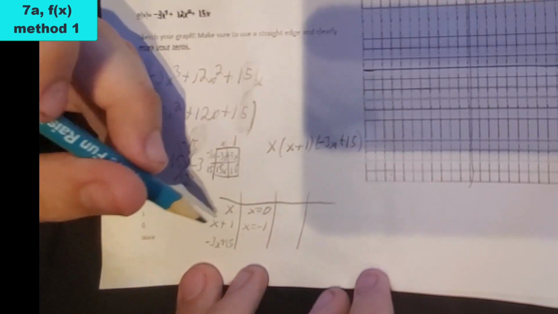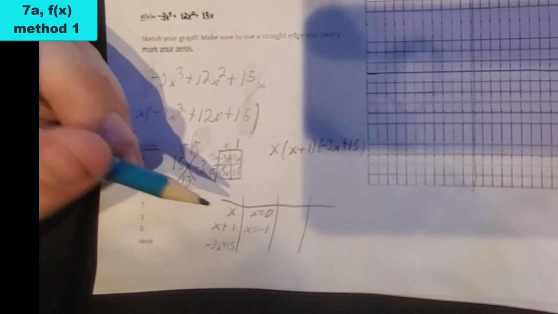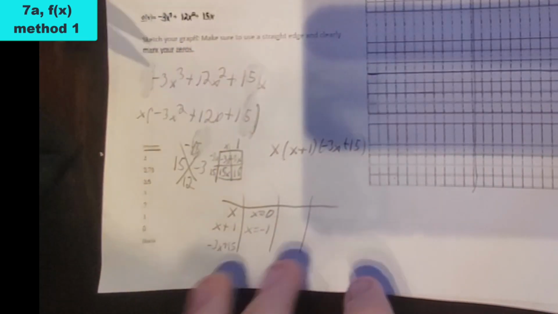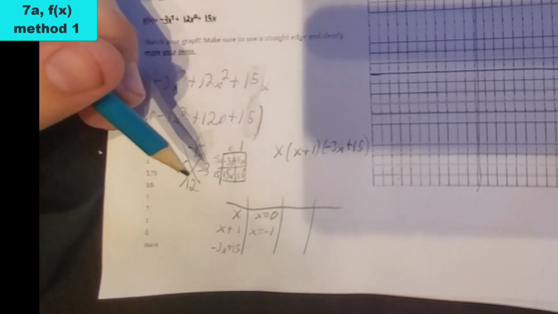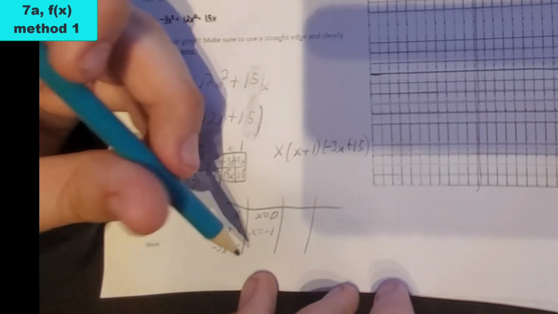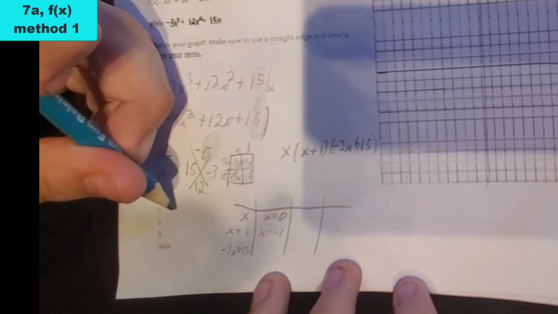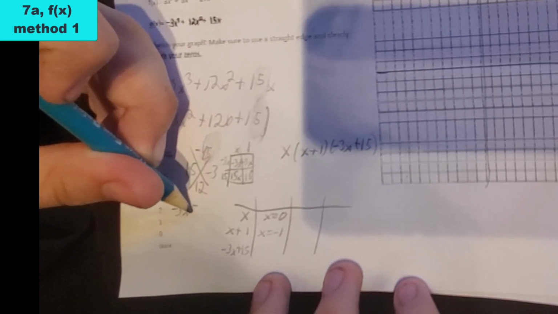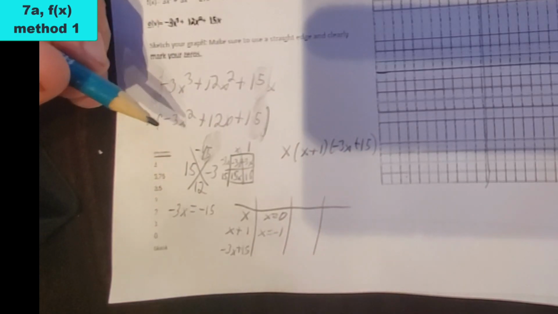So the reason to go through this process: x equals 0 because the factor x has nothing else with it, which means it must equal 0. Now for x plus 1, if you make x plus 1 equal 0, you just subtract 1 from both sides, and you get x equals negative 1. Whereas negative 3x would equal negative 15.